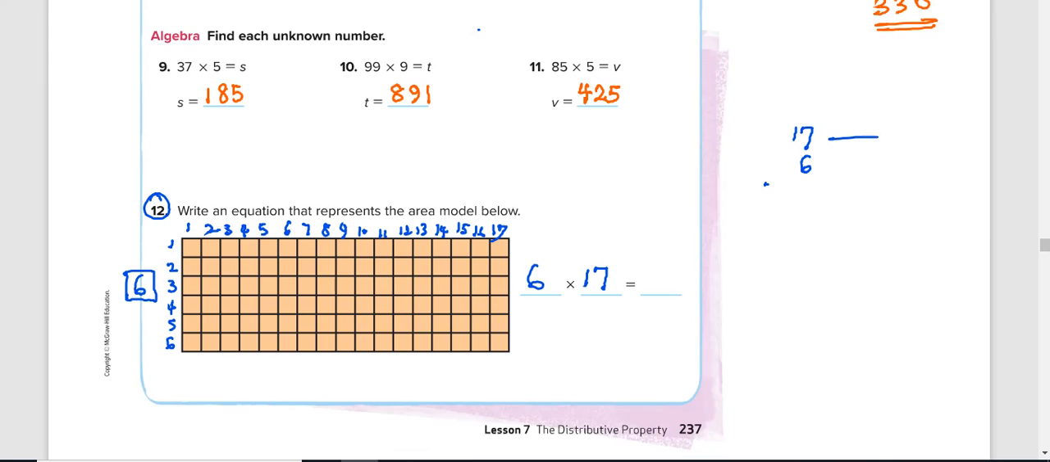Very easy. 17 can be separated into 10 and 7. So you have 6 times 10 and 6 times 7. 6 times 10 will give you 60. And 6 times 7, that is 42. So we can add these two numbers together. At the end of the day, you should get 102 as your final answer.